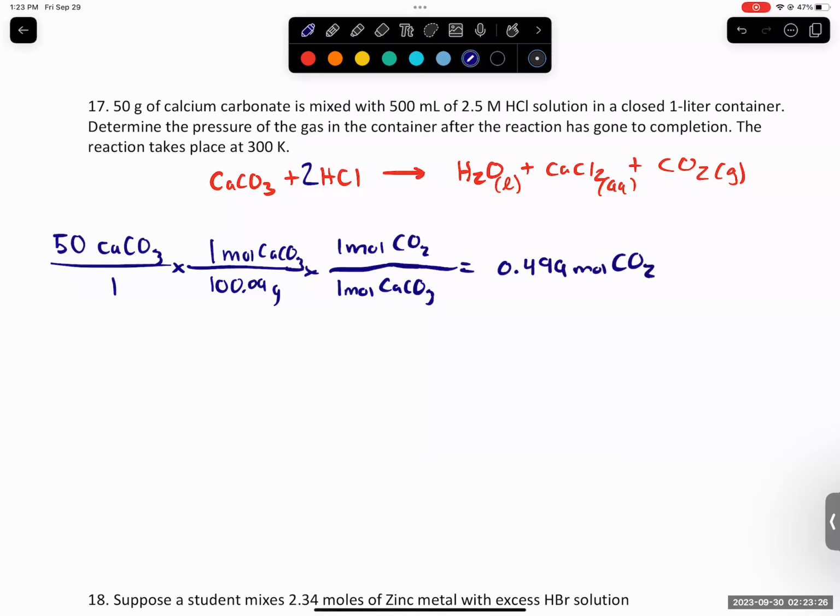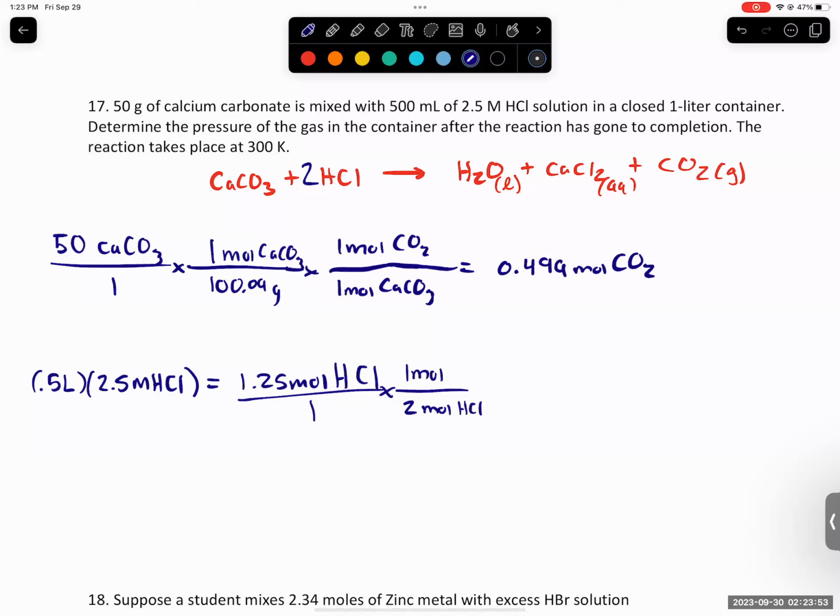And now we got to do that for the other part. So we have a 0.5 liter solution of 2.5 molar hydrochloric acid. That'll give us about 1.25 moles of HCl. And we take that and we do the mole to mole ratio. So now this one is 2 moles of HCl, 1 mole of CO2 is produced. And we're good there. So we just divide that by 2 again.